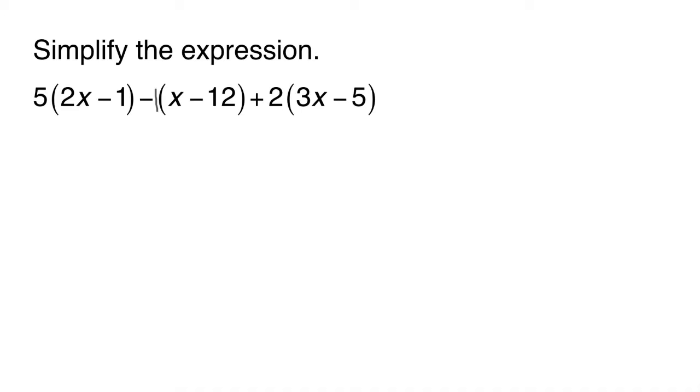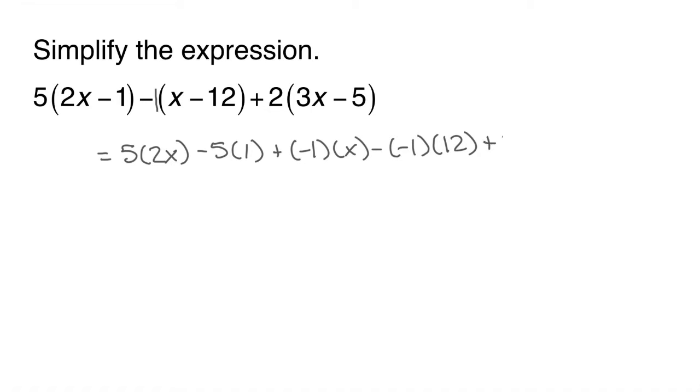Using the distributive property, we have 5 times 2x minus 5 times 1, plus -1 times x minus -1 times 12, plus 2 times 3x minus 2 times 5. Now let's simplify each term.